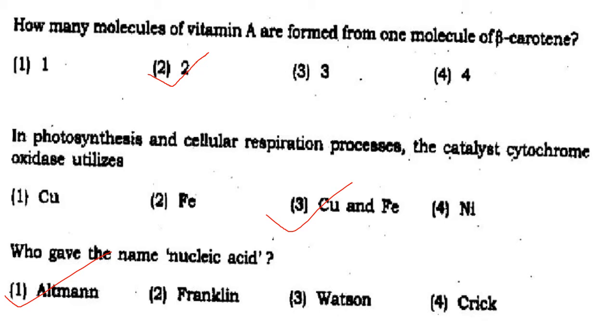Next question. In photosynthesis and cellular respiration process, the catalyst cytochrome oxidase utilizes option 1 copper, 2 iron, option 3 copper and iron, and 4 nickel. Answer is option 3 copper and iron.